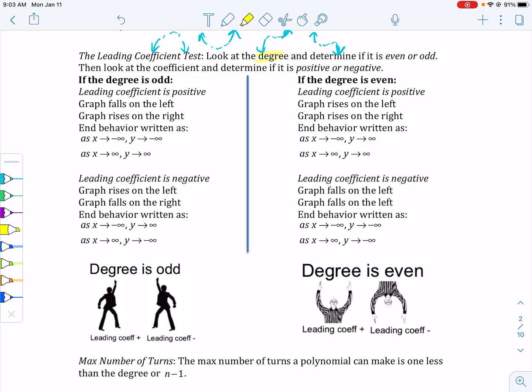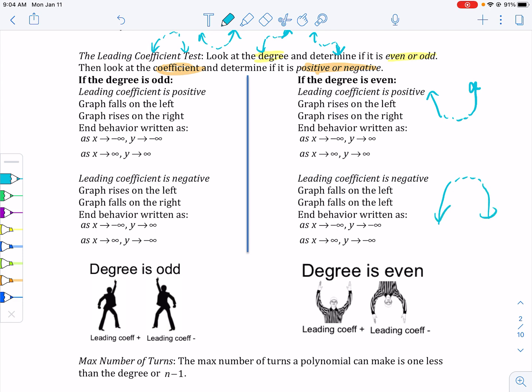So you look at the degree and you decide, is the degree even or odd, and then you look at the coefficient and determine if it's positive or negative. And that will tell us our pieces of information. So if your degree is even, you have one of two scenarios. You've got this scenario. Actually, I should show little dots in the middle again. Or you have this scenario.